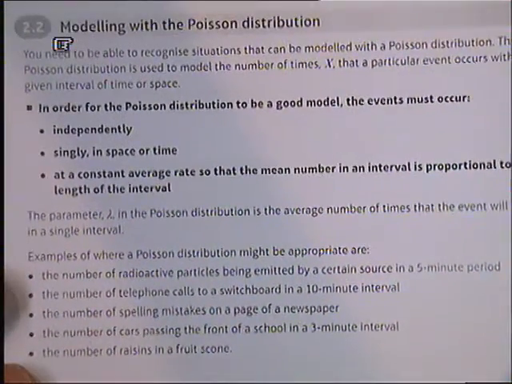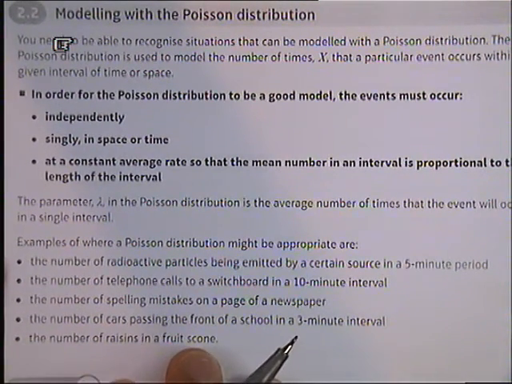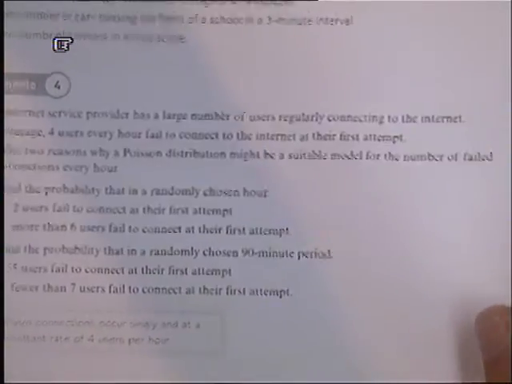Okay, in this video, I will go through section 2.2, modeling with the Poisson distribution. In order for the Poisson distribution to be a good model, the events must occur 1. Independently, 2. Singly, in a space or time, 3. At a constant average rate, so that the mean number in an interval is proportional to the length of the interval. Let's go through an example first.